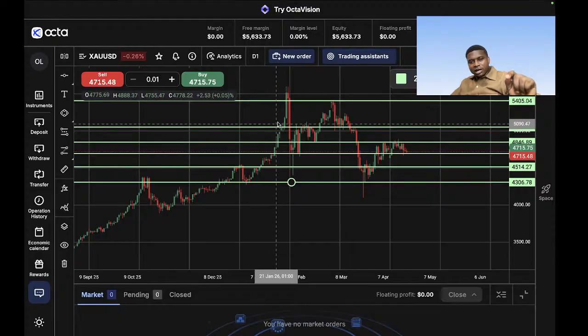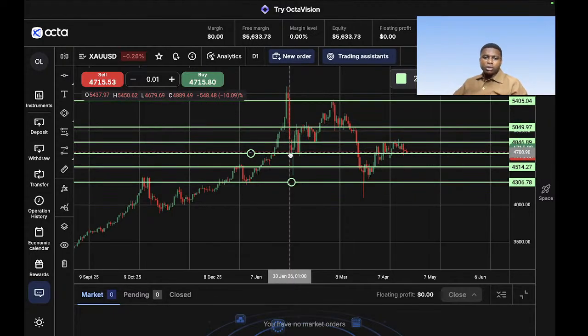So price went as high as 5,500, then dropped down to the 4,600, 4,700 region, and a support zone has already been created there.